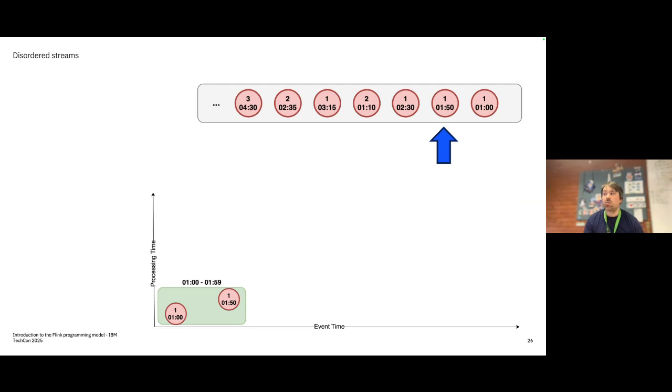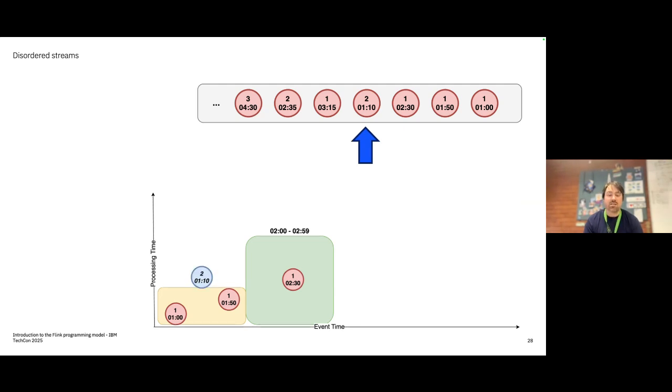So what this means is that if we start to walk through again as normal, we read our message at 1 o'clock, we read the message at 1:50. Both of those happily go into the open bucket for 1 to 1:59. We then get 2:30 coming off the event log, and 2:30 now means that Flink is able to close the 1 to 1:59 bucket.